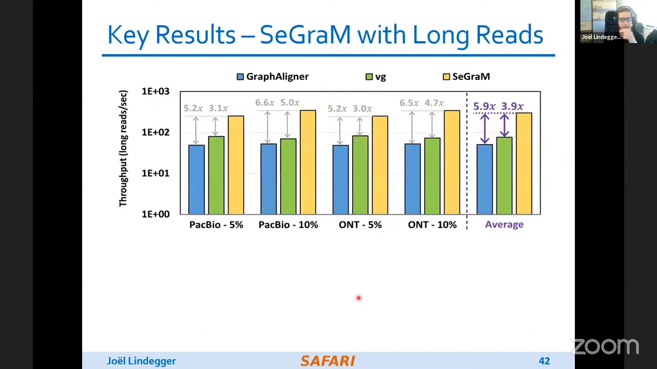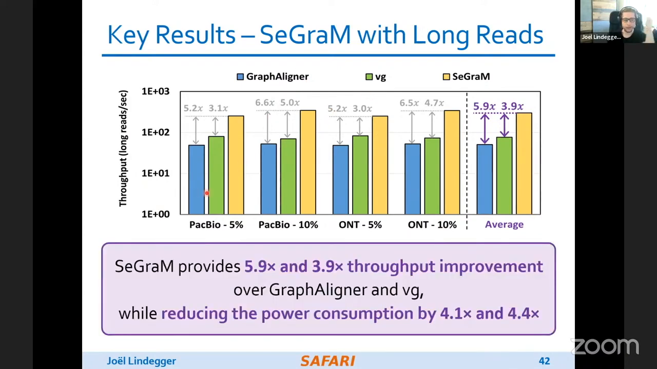Okay, now let's also compare to software baselines. So this was a hardware evaluation. Let's compare the throughput to software baselines. We already saw we're doing well in terms of power. And now here we're plotting throughput on the y-axis and different read sets on the x-axis. You observe that for the software baselines, GraphAligner and VG, SeGraM significantly outperforms these, such as by 5.9x and 3.9x respectively for long reads, and power consumption over CPU by 4.1x and 4.4x.